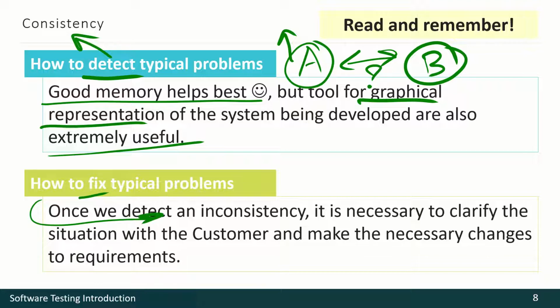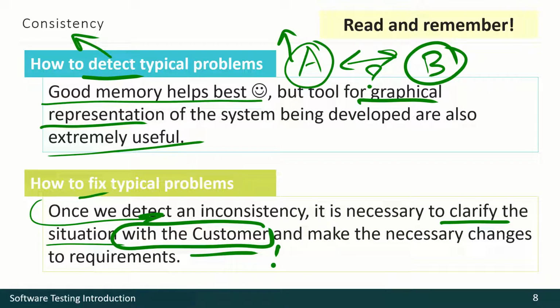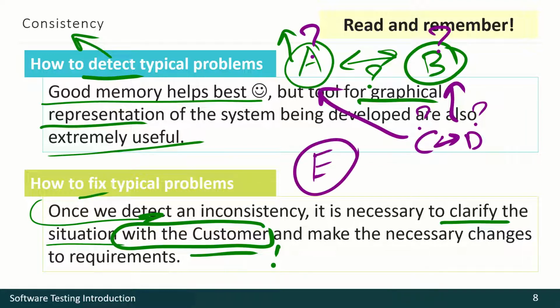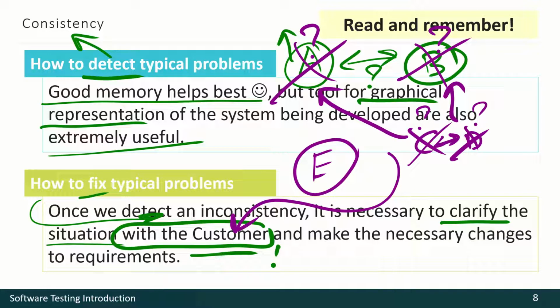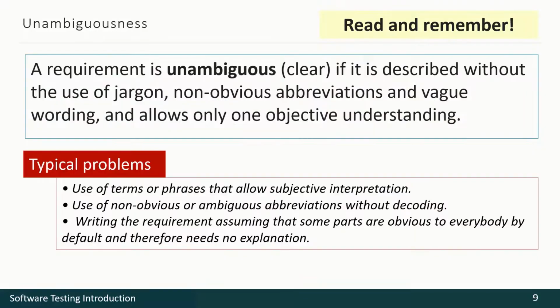And once we detect an inconsistency, we necessarily clarify the situation with the customer. We usually cannot determine by ourselves if object A is good or object B is good, or maybe there is object C and object D and all those objects are inconsistent, or maybe in reality there should be some object E and all those existing are bad. So only the customer might provide us with this information.